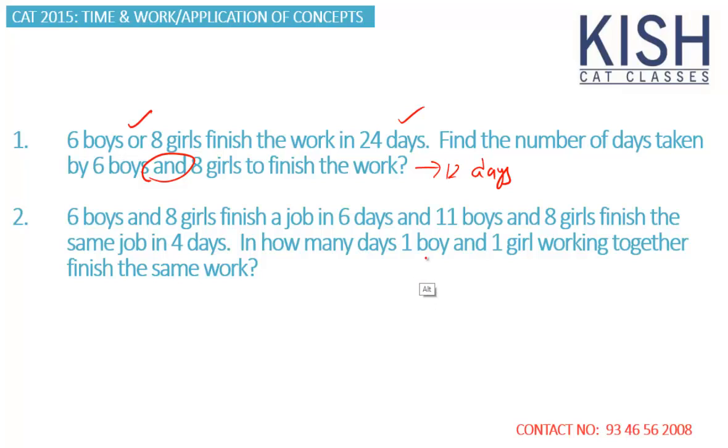Now, what we need to do is take one boy and one girl. We should know the capacity of each boy and each girl. Otherwise, we will not be able to solve this one. And do not try to convert the whole thing into an equation format.